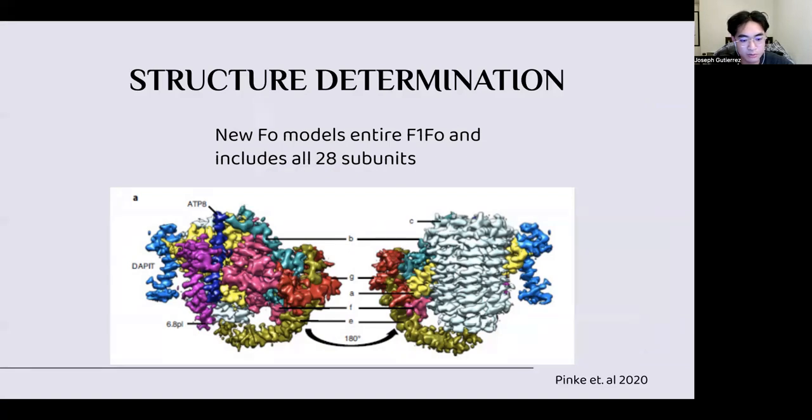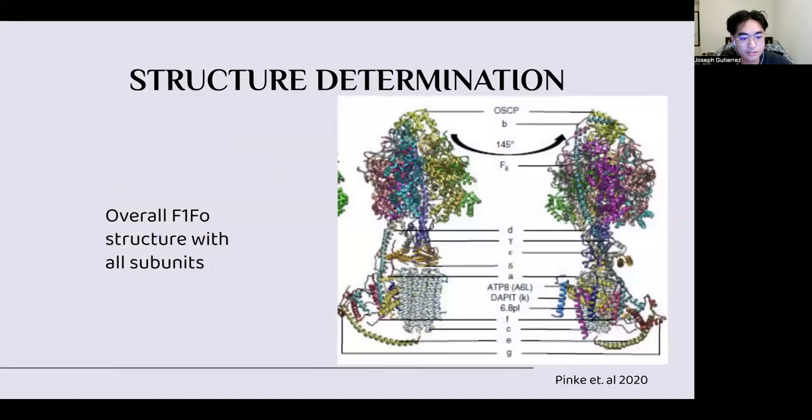The new F0 model, which was used with existing F1 models, modeled the entire F1 F0 and included all 28 subunits. This is the structure of the F1 with all the subunits.